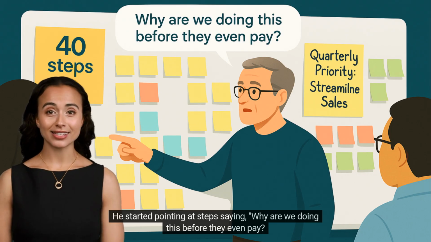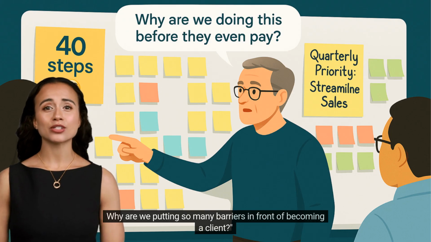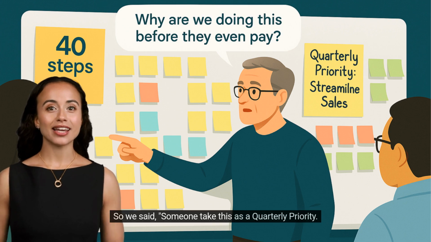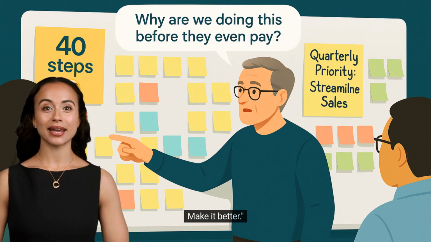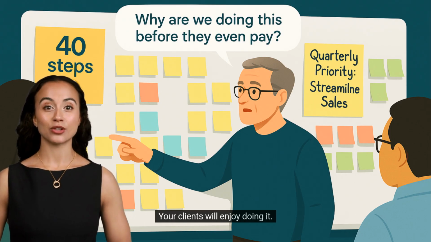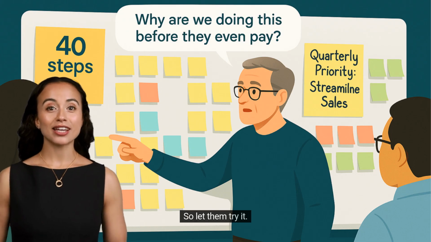He started pointing at steps saying, why are we doing this before they even pay? Why are we putting so many barriers in front of becoming a client? And he was right. So we said, someone take this as a quarterly priority. Streamline it. Make it better. And that's the moment that turns a conversation into real traction. You'll enjoy facilitating this. Your clients will enjoy doing it. So let them try it.